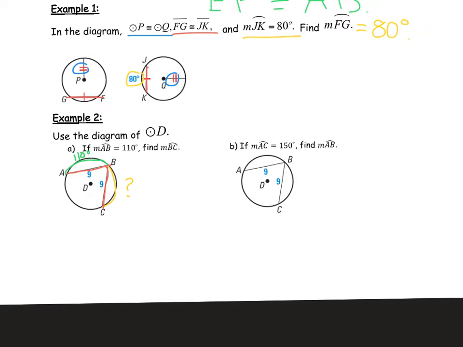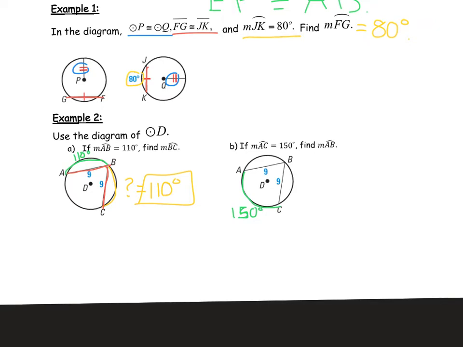So because segment AB is congruent to segment BC, we know that arc AB must be congruent to arc BC. So the measure of arc BC should also be 110 degrees. For example B, same kind of idea, we know that the measure of arc AC is 150. So I'm going to go ahead and mark that. That is a 5. And now we're trying to find the measure of arc AB.